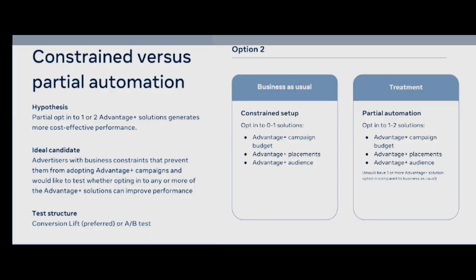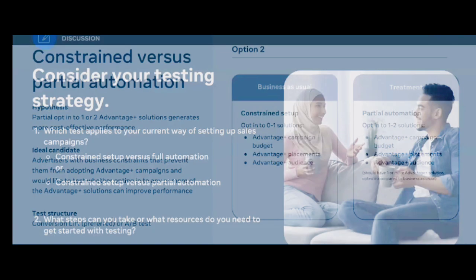So for instance, Advantage Campaign Budget with and without, and then you can utilize an A/B test to test that out. Or you can do the same for placements: Advantage Plus placements versus without Advantage Plus placements, and then Advantage Plus audience versus without Advantage Plus audience, to really zero in.